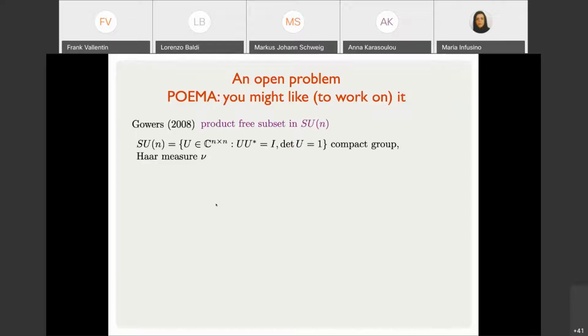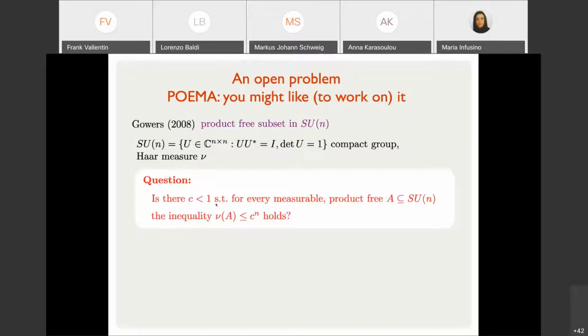The SU(n) are the special unitary groups, so all unitary matrices where the determinant is equal to 1. So this is a compact group, and it has a Haar measure. The Haar measure is called mu.